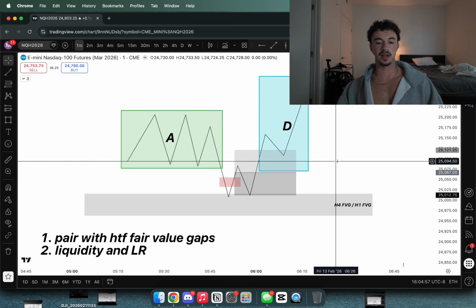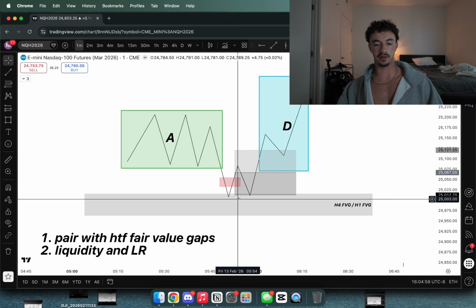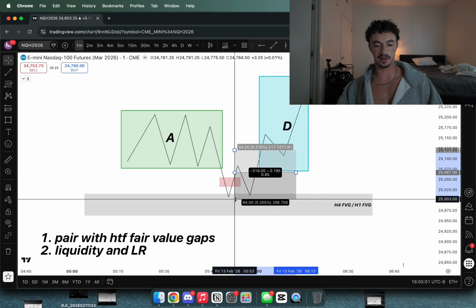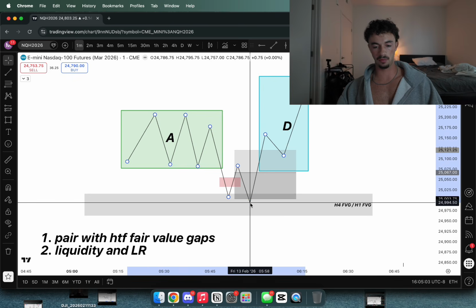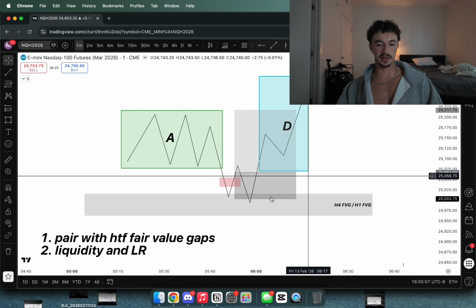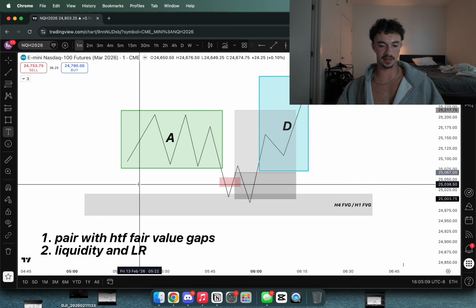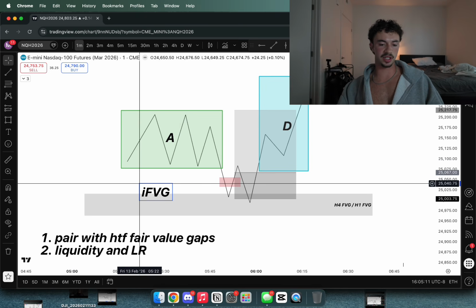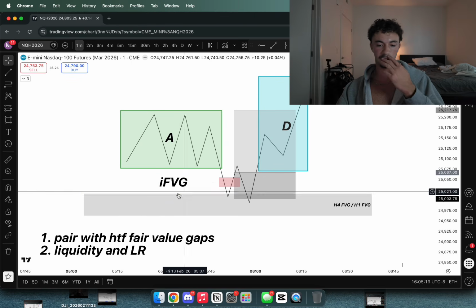You take your long and then you end up getting stopped out, or you have your stop like here, and then the price leg goes down and you get stopped out. So this right here would be a trade. This is a classic IFVG trade. This is what we would just call it, right?